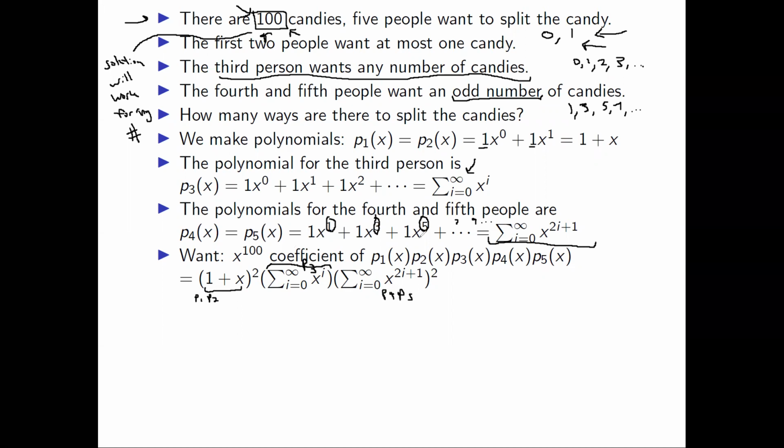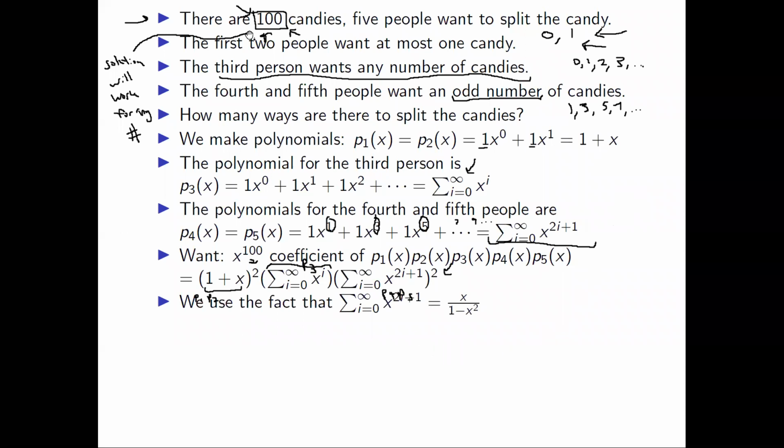And note that we are squaring the first one and we're squaring the last one. That's because P1 and P2 are the same. They're both 1 plus x. So we get a 1 plus x times 1 plus x, which is a 1 plus x squared. Similarly with the P4 and P5, they're both the same. So whatever their value is, that sum, i equals 0 to infinity of x to the 2i plus 1, we're squaring that when we multiply them together.